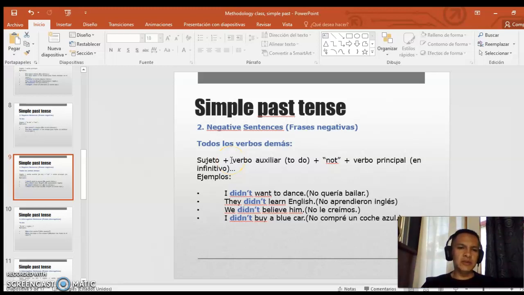For all the other verbs except the verb to be, we use the structure subject plus the auxiliary verb did, plus not, plus the verb in infinitive form. So, as you can see in this example, we have I, did, not, and want. It's not necessary to add -ed that we saw before because did indicates the tense of the sentence. Another example, they didn't learn English, we didn't believe him.